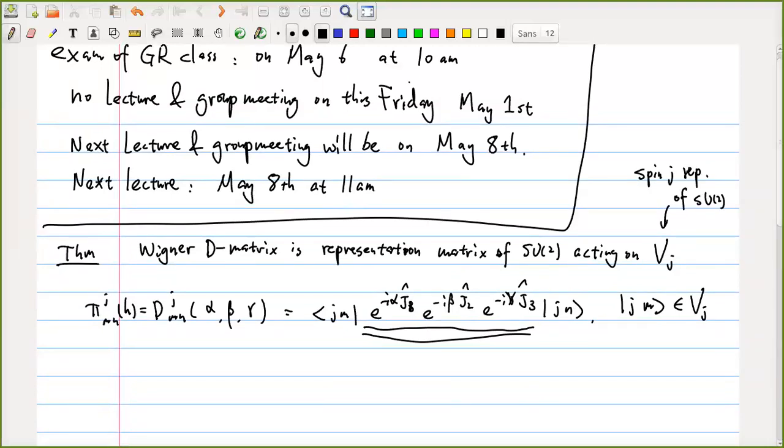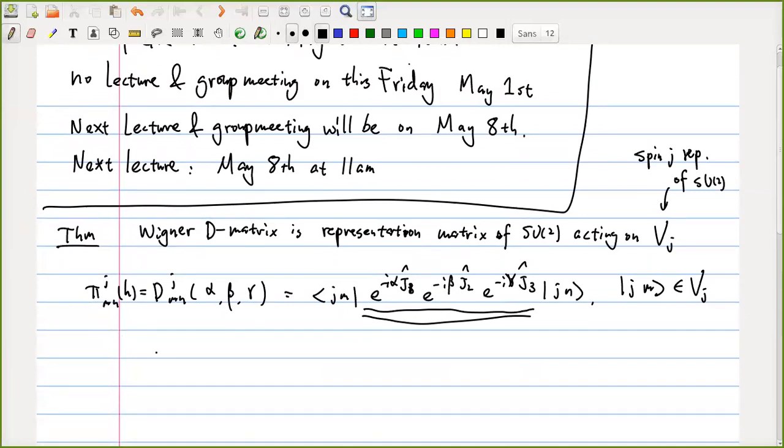And why is it useful? The statement of the theorem is that for any compact group, or let's say for SU(2), the elements of the representation matrices form an orthogonal basis.